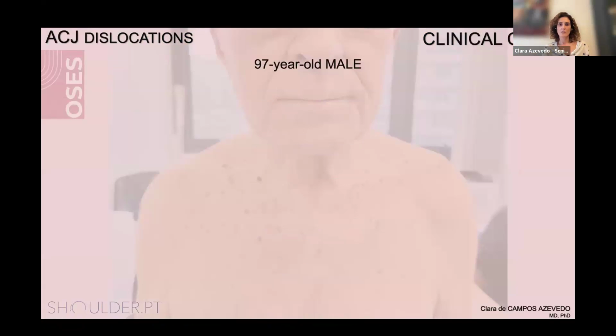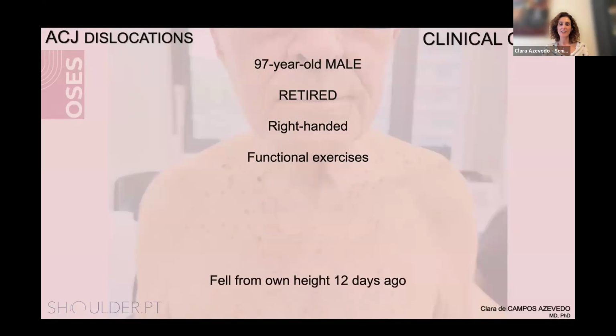So this is a representation, and I have another case. Do you want to move to this case? Yes, so this is a very young guy that comes to my appointment. I love this case. That's why I brought it to you. He's retired, right-handed. He does push-ups. He does functional exercise, very athletic for a 97-year-old guy.